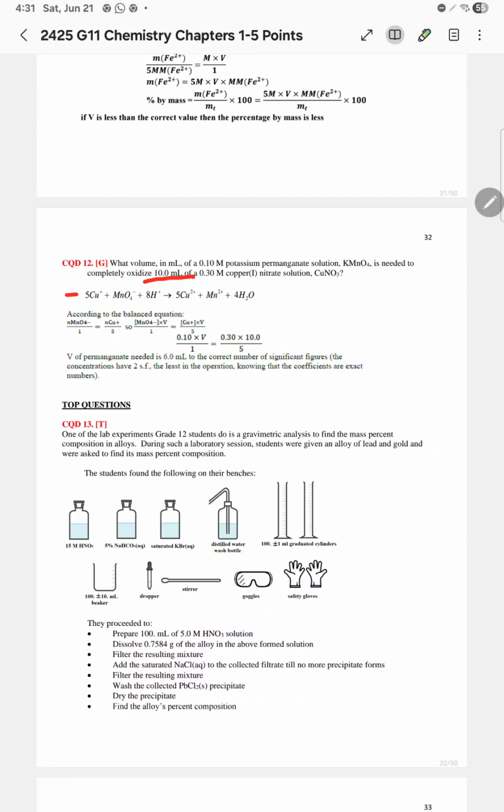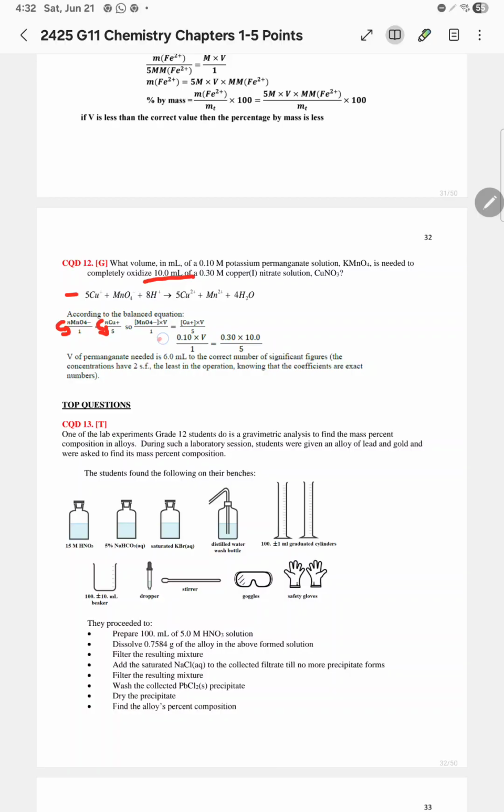So you need to find the moles per 1 ion. For MnO4- you need to divide by 1 because the coefficient is 1. For Cu you need to divide by 5 because the coefficient is 5. So the MnO4- concentration multiplied by the volume, you divide by 1, and the copper concentration times the volume, we need to divide by 5.